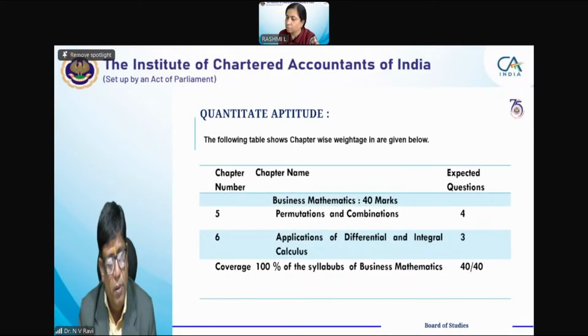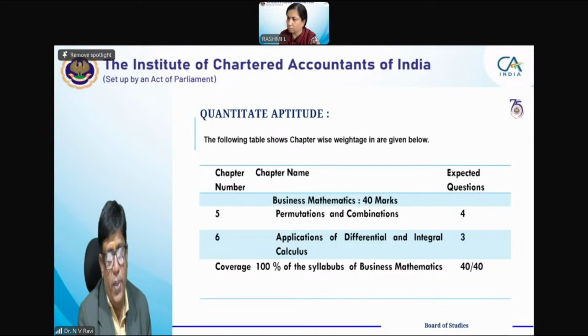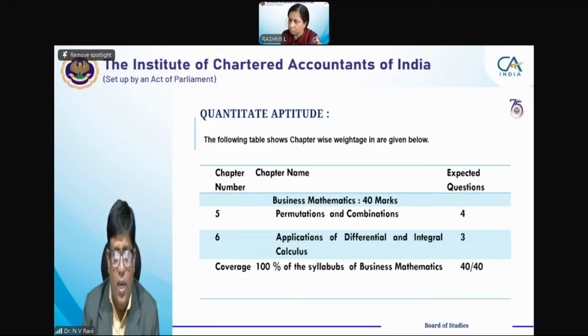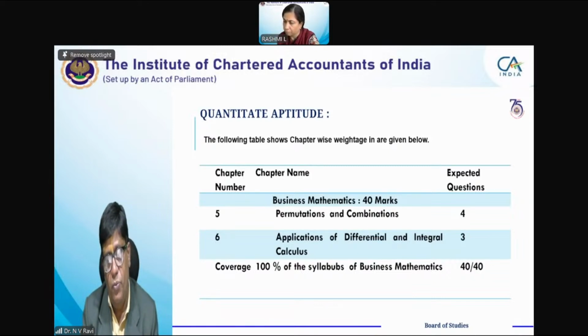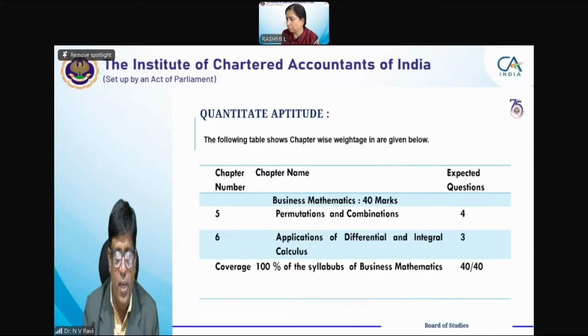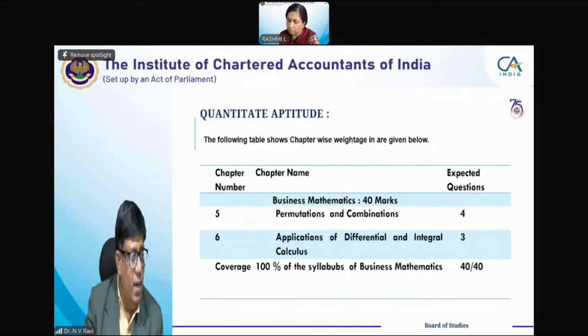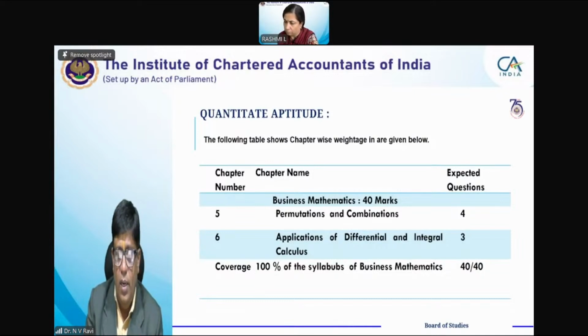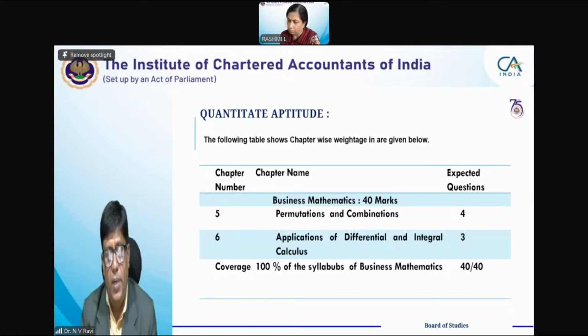Now I'm coming to the next chapters of permutations and combinations. The expected number of questions is 4 questions, permutations 2 questions, and combinations 2 questions, and from the applications of differential and integral calculus the expected number of questions is 3. These are the expected number of questions or types of questions which can be asked in the examinations.